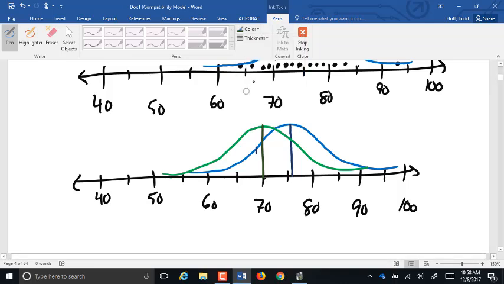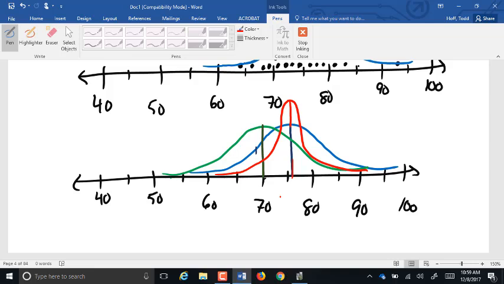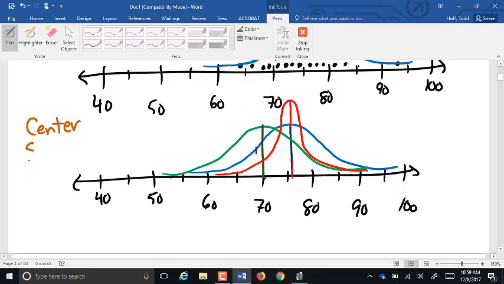But what if I have a third class here that I'm going to do in red? If I went to describe that, its center is also at 76. But is that distribution the same as the blue curve? No. How would I describe the difference? There's less spread. That's less spread out. So the two things that we use to describe this are the center of the distribution, and then how spread out it is. We would say that the red curve has less spread than the blue curve.